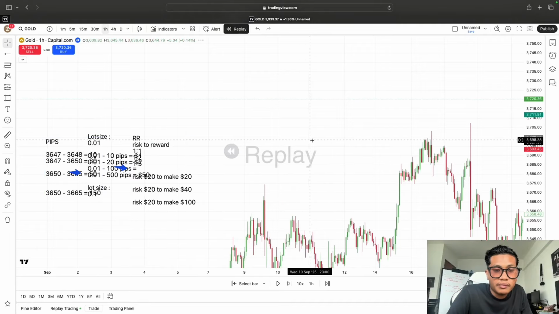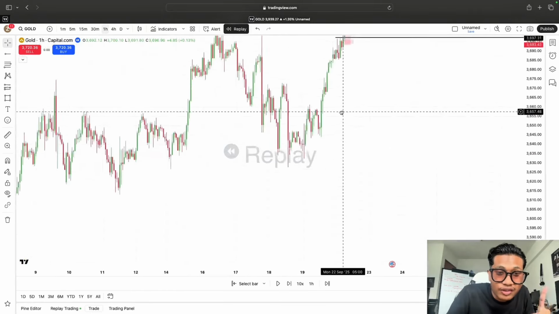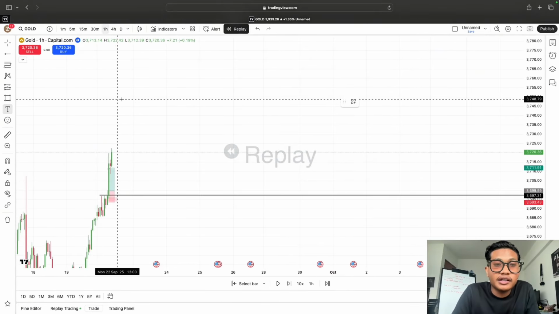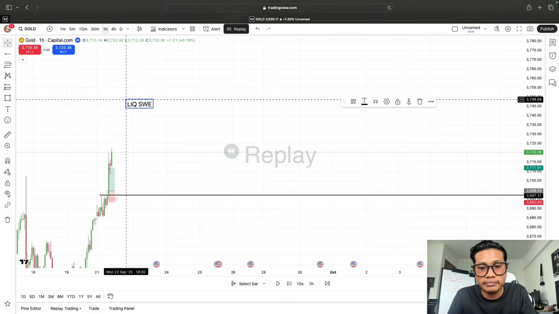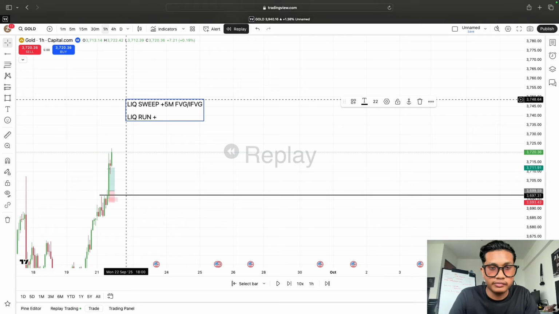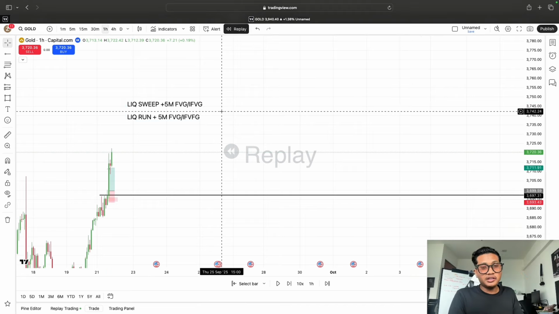Oh, damn. There's too much information for you guys. Okay, I'm not gonna write this down for you guys. Liquidity sweep plus 5 minute fair value gap or inverse fair value gap. Vice versa, if it was a run, it will be a liquidity run plus 5 minute FVG / IFVG. Boom. Simple. Take picture, backtest.